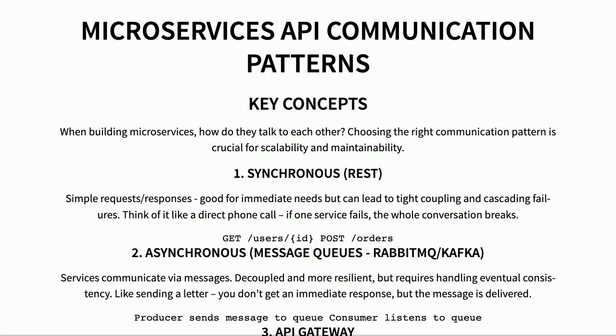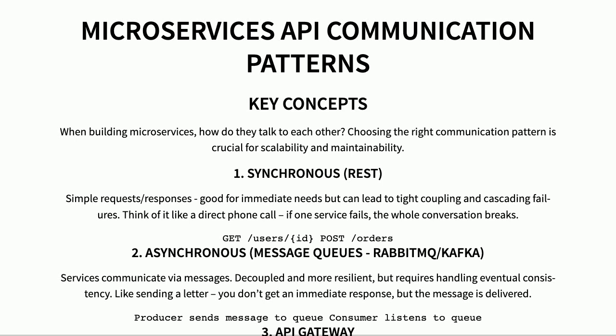Okay, let's talk about how microservices actually communicate with each other. When you're building a system using this approach, it's important to think carefully about how the different services interact. We have a few main strategies. First up is synchronous communication, basically just making simple requests and getting responses back immediately, like a direct phone call. This works well for things that need an instant answer. However, if one of those services goes down, it can bring everything else down too.